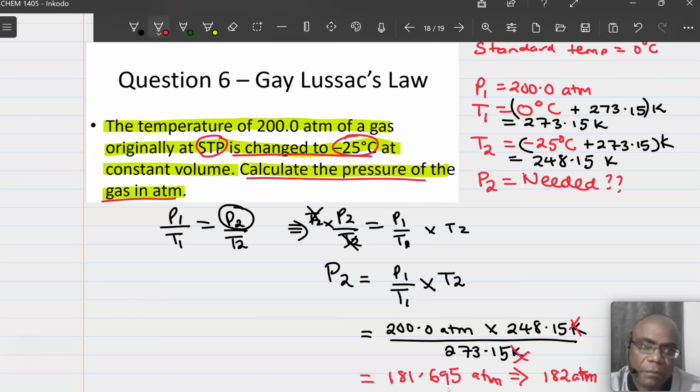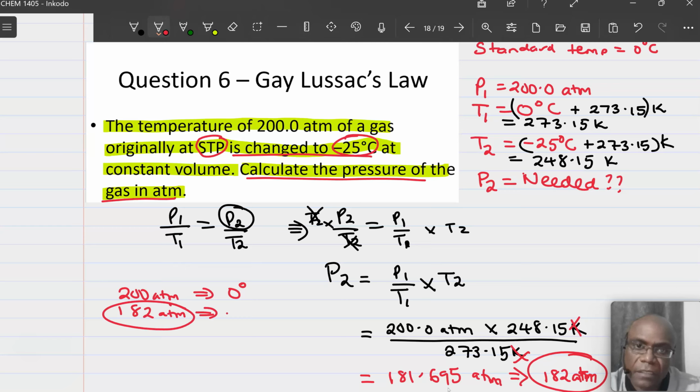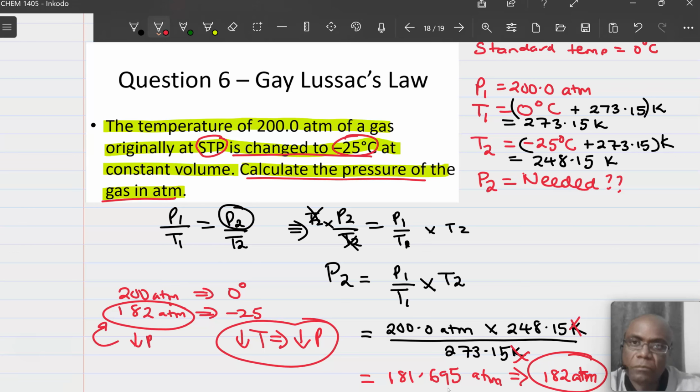Now let's inspect and make sure everything makes sense. So at 200 atms, the temperature was 0 degrees. The standard temperature is 0 degrees, STP. And then at 182 atm, our answer, the temperature is negative 25. That makes sense because we dropped the temperature. Decrease in temperature must be followed by decrease in pressure. The pressure decreased. Our answer is 182.